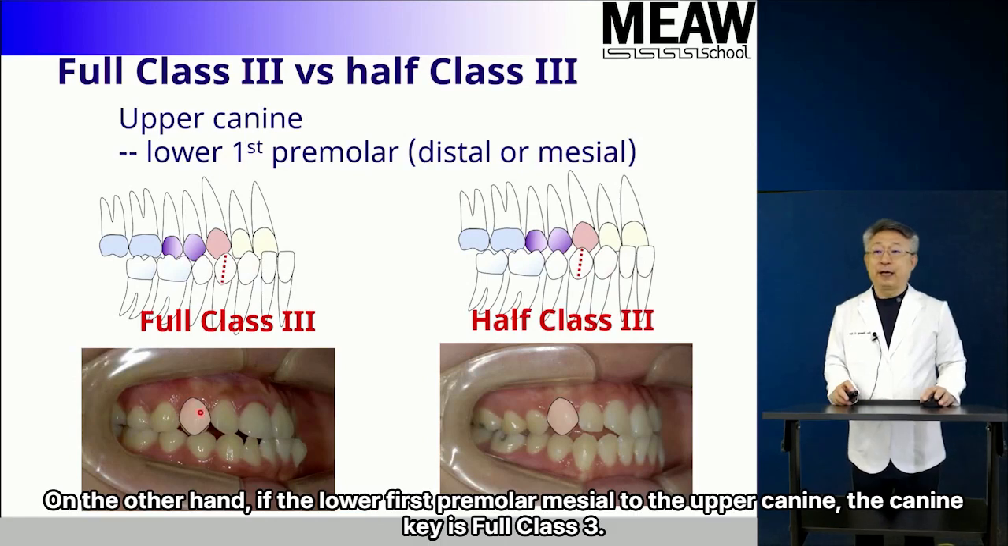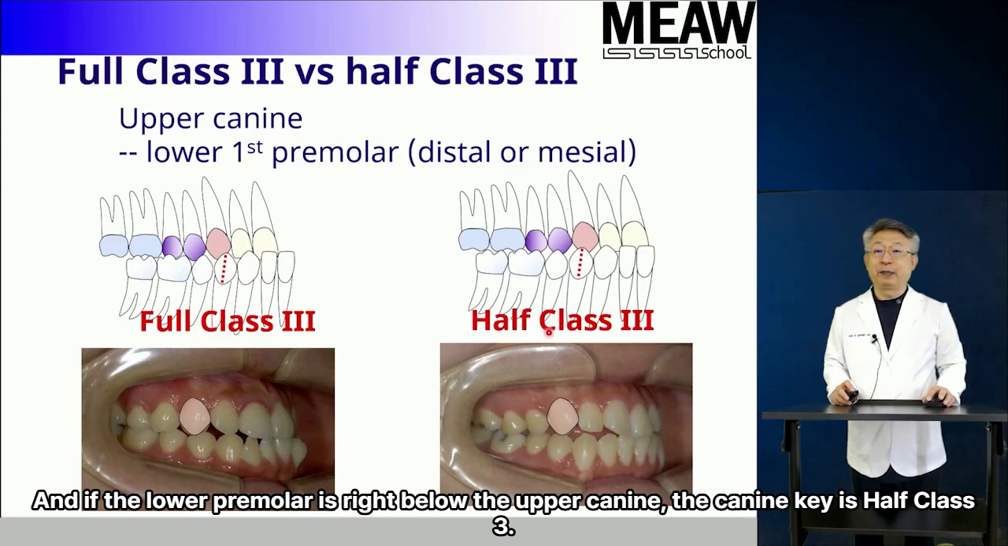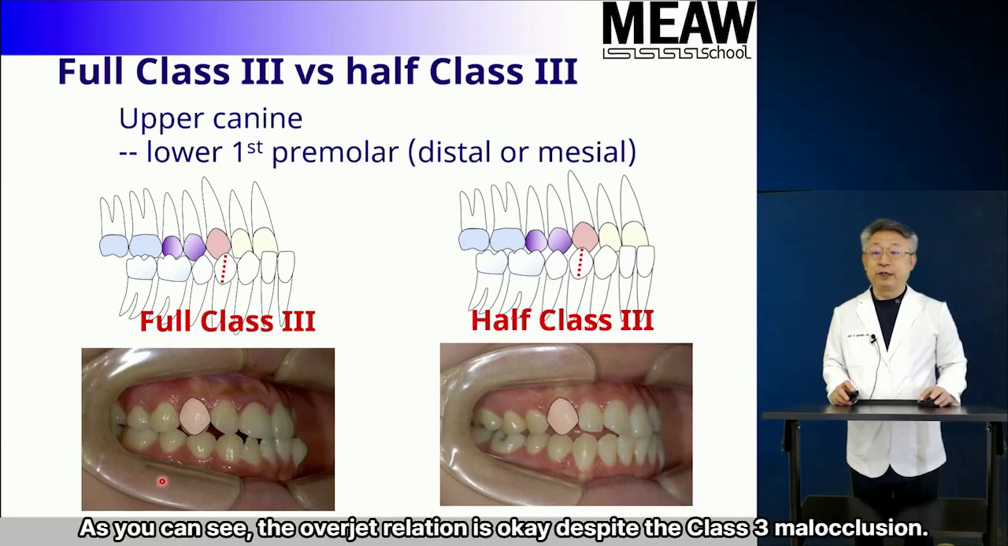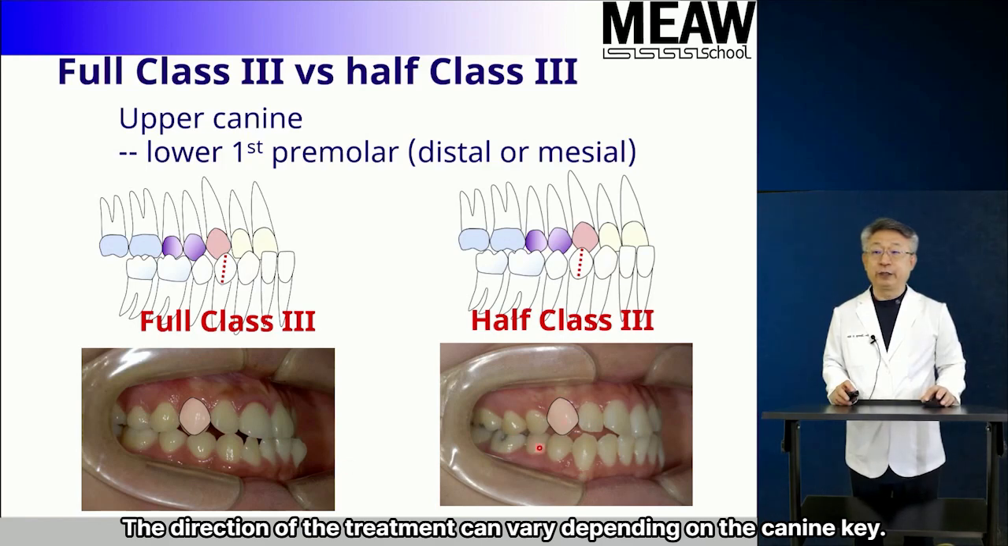On the other hand, if the lower first premolar is mesial to the upper canine, the canine key is full class 3. And if the lower premolar is right below the upper canine, the canine key is half class 3. As you can see, the overjet relation is okay despite the class 3 malocclusion. The direction of the treatment can vary depending on the canine key.